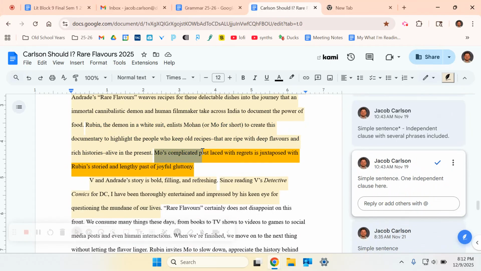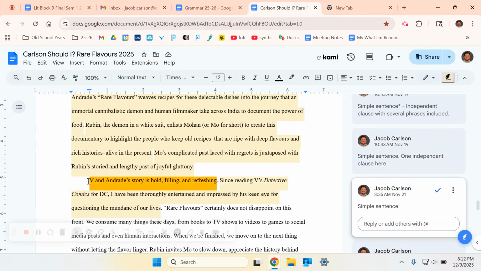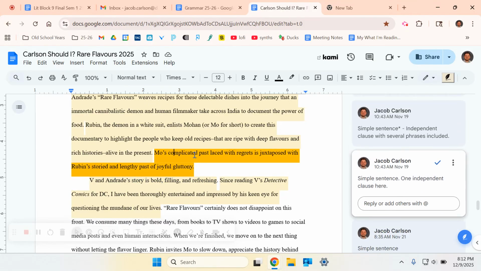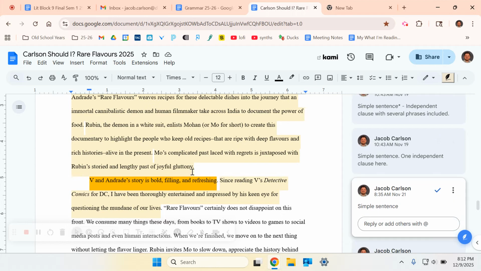Mo's complicated past laced with regrets is juxtaposed. Is acting as the verb here. Ram V and Felipe Andrade's story is bold, filling, and refreshing. So you could see here, this is a simple sentence. This is also a simple sentence.